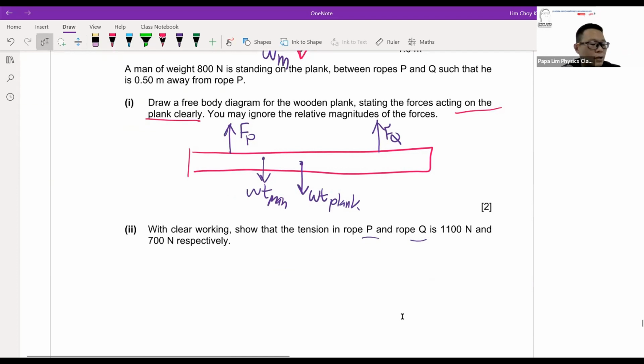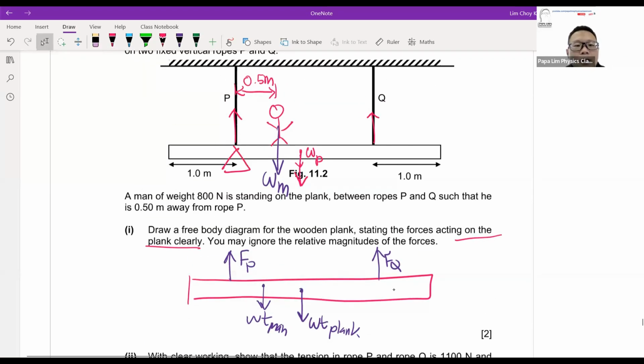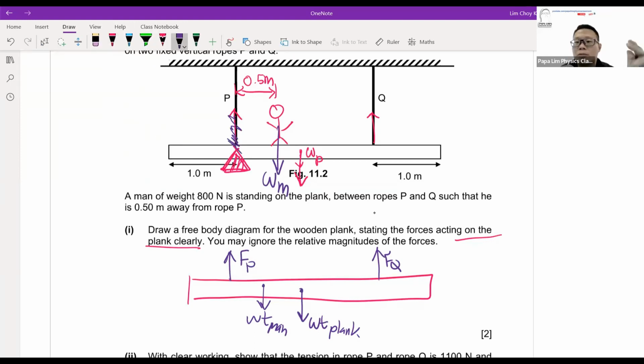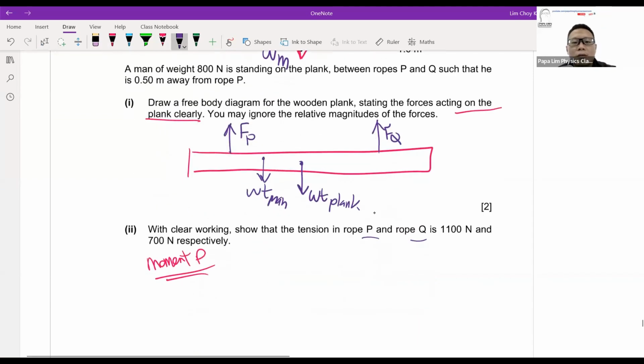Let's say I want to take moments. Let's take moments about P, which means I place the pivot at P. The moment I place the pivot at P, force P will not be considered in the moment equation because its perpendicular distance is actually 0 here. Same thing: clockwise equals anti-clockwise.